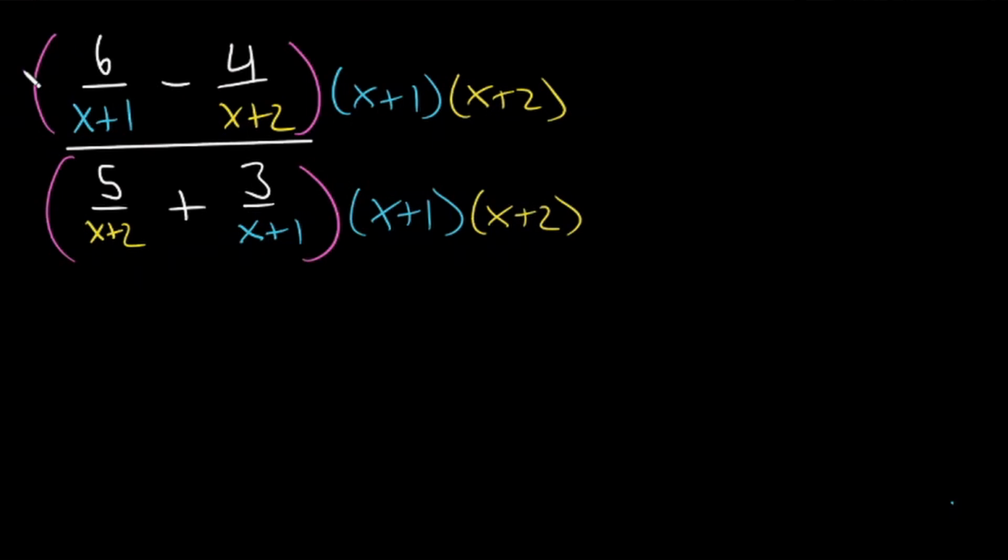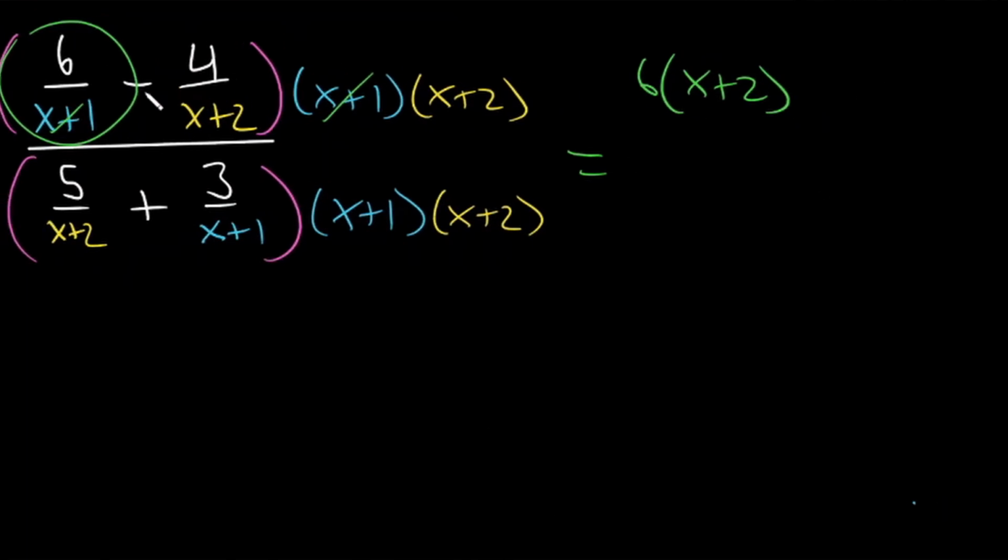So let's start with our first term here, and I will do it in green. So 6 over x plus 1 times x plus 1 and x plus 2. Well, we can cancel our x plus 1s. We'll have 6 times x plus 2. And we'll leave it like that and simplify it after. Next, negative 4 over x plus 2. Let's do this in yellow. We can cancel our x plus 2's, and we'll have negative 4 times x plus 1.